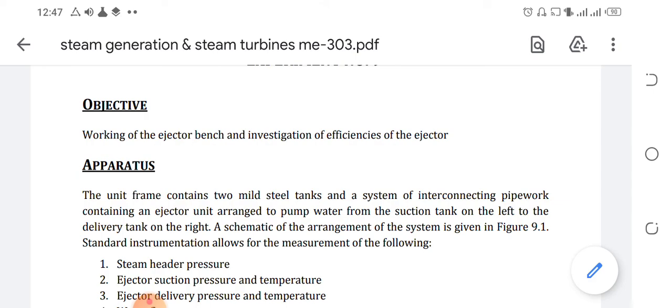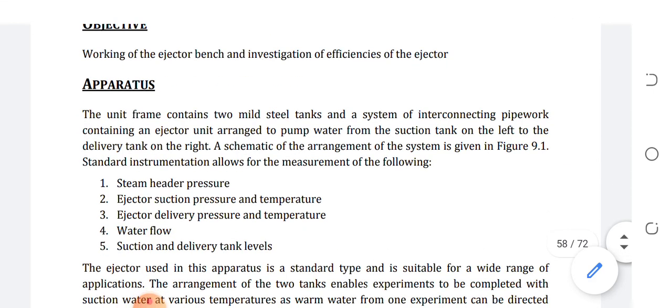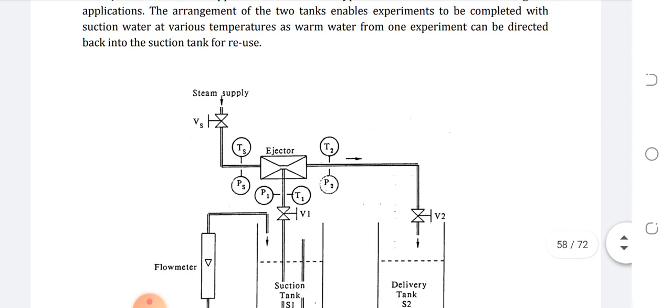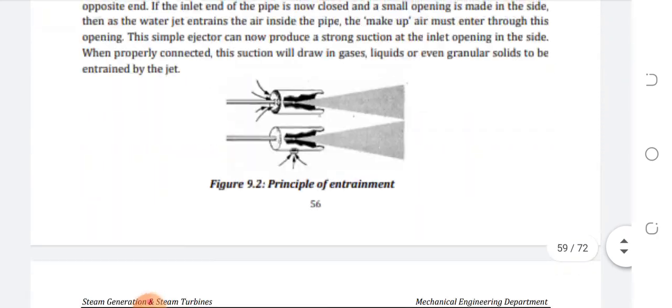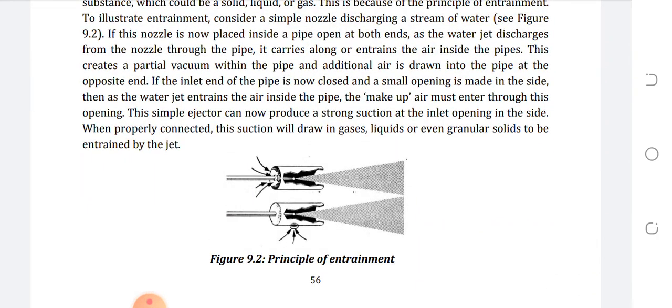Experiment number 9 is related to the ejector: working on the ejector bench and investigating the efficiencies of the ejector bench. What is an ejector? In simple words, it ejects something. It uses the phenomenon of suction, by using the high velocity of steam, on the principle of entrainment. For example, if we have high velocity steam passing through pipes, due to the high velocity, the surrounding air is also pushed along by this high velocity stream.